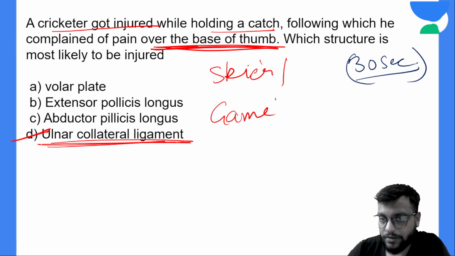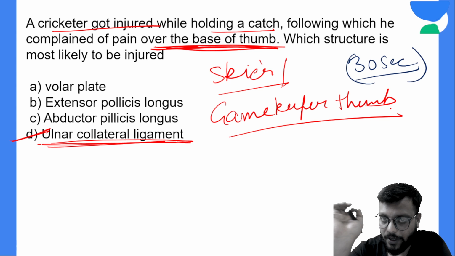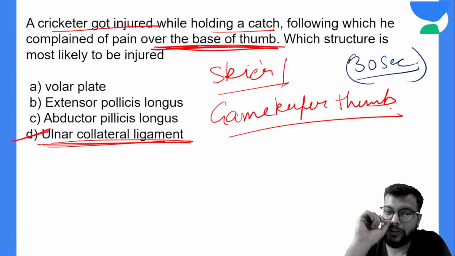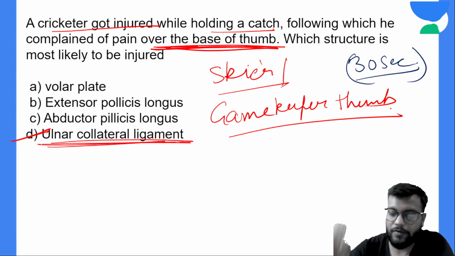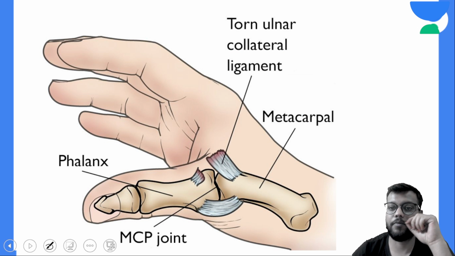gamekeeper's thumb. Skier's thumb or the gamekeeper's thumb, ulnar collateral ligament, first metacarpal base. Okay, over the base of the thumb. So because of this ulnar collateral ligament there will be injury, and it is called your Skier's thumb or the gamekeeper's thumb.